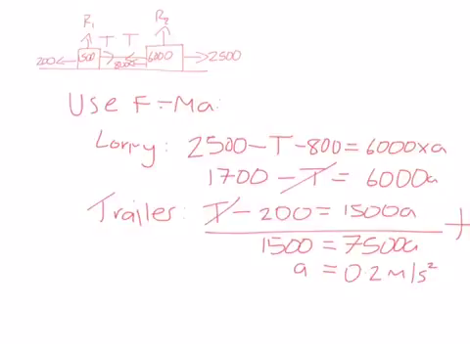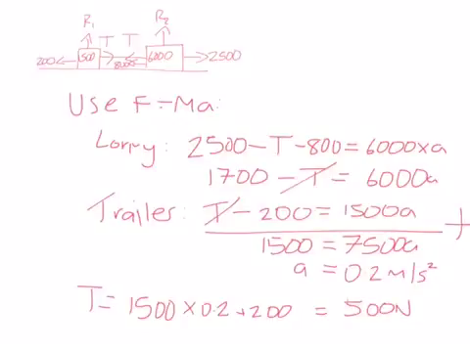So we've now got A, and we can use that to find T. If we take either of these equations, then that will help us to find out what T is going to be. So T is going to be 1,500 multiplied by our 0.2 plus the 200. We calculate that, and that's going to give us 500 newtons.